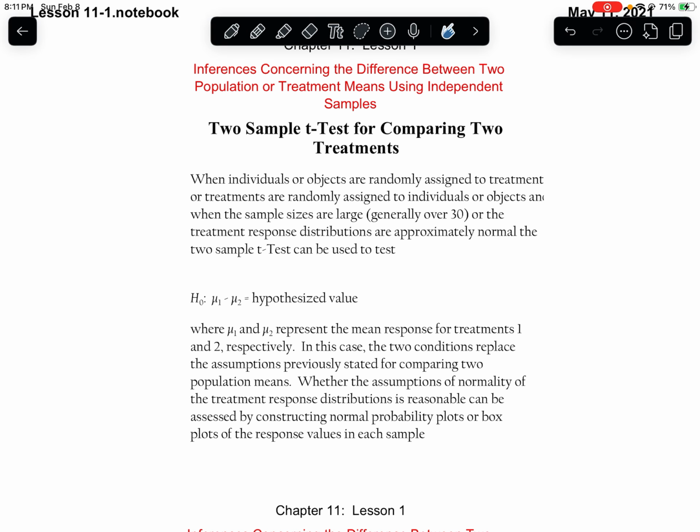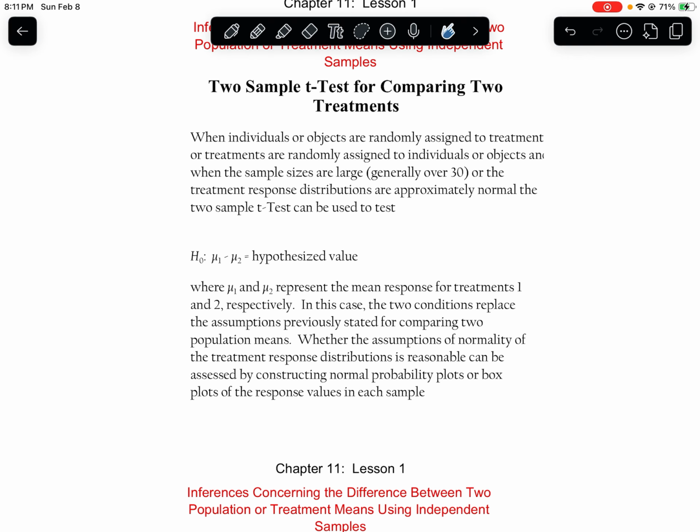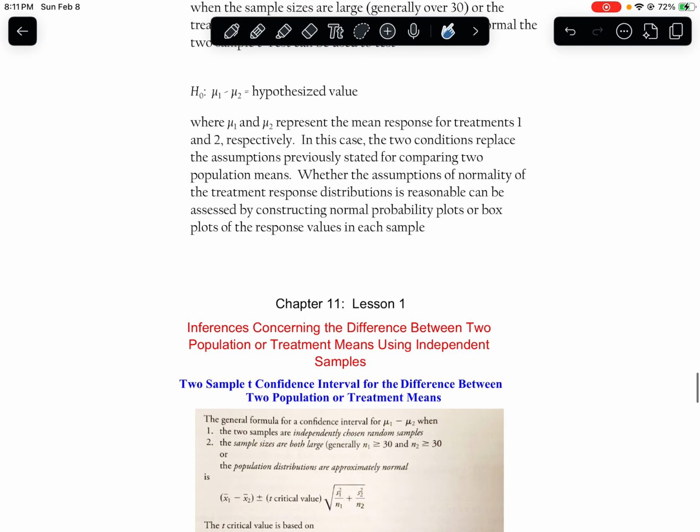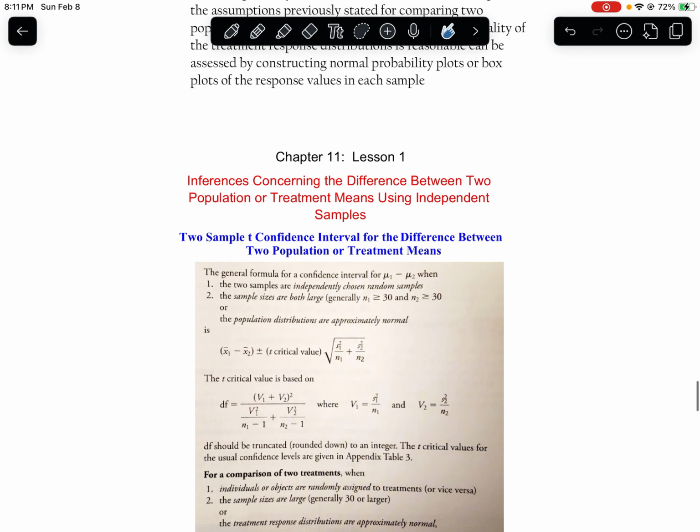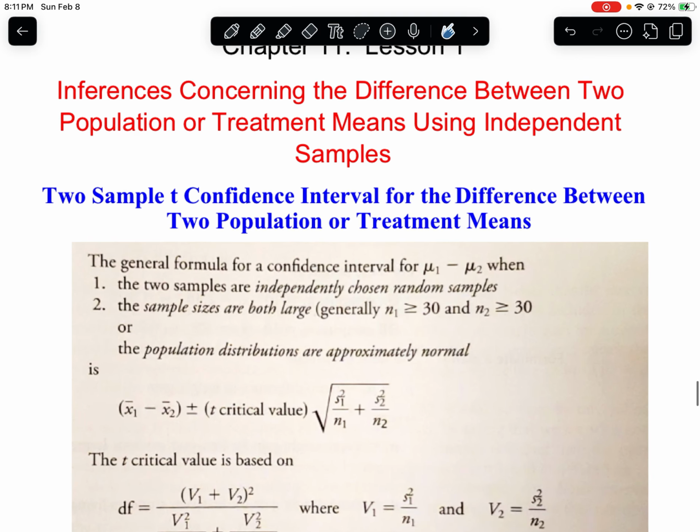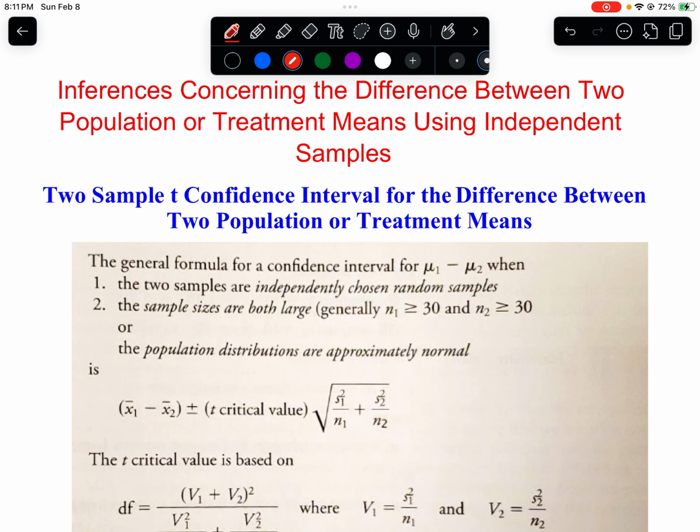The last thing I kind of want to get to here is taking what we did in chapter 10 and then even go back a little bit further. So this is just, again, the assumptions and the hypothesized value and stuff like that, so I'm going to skip over that. We're going to try to take what we've done recently and go even back a little bit further to finding confidence intervals. Okay, so we're going to try to find a confidence interval, say, with 2 data sets now.